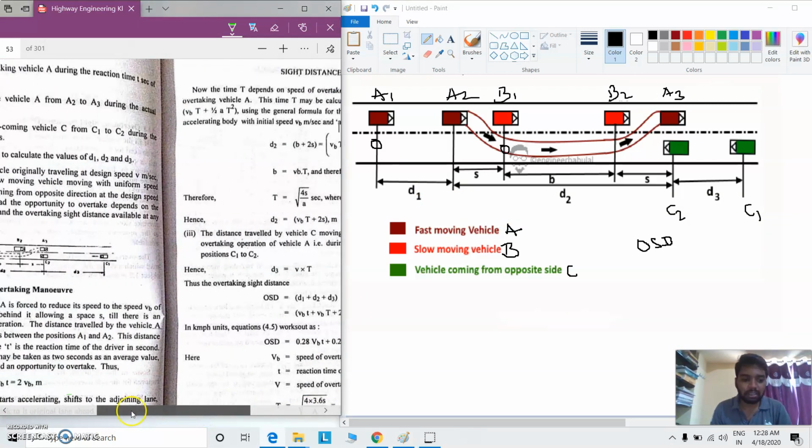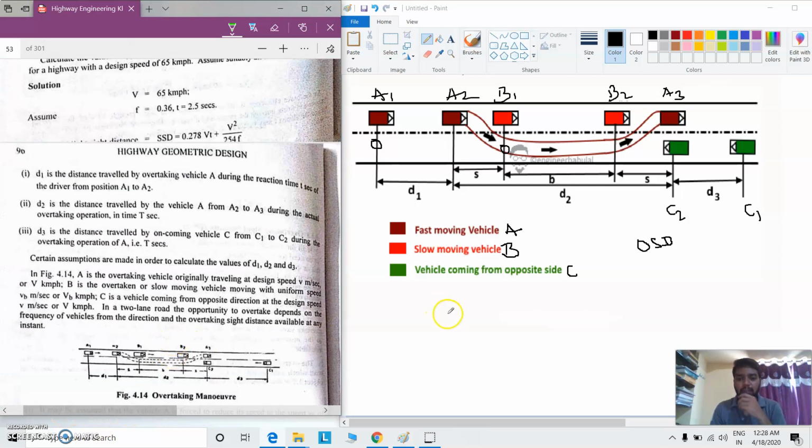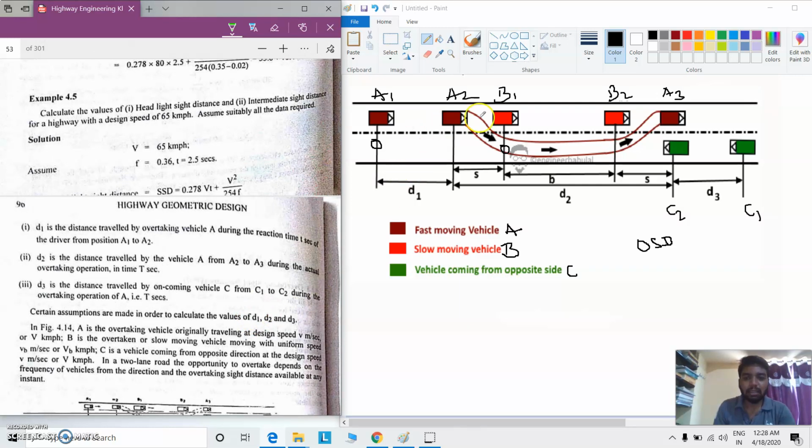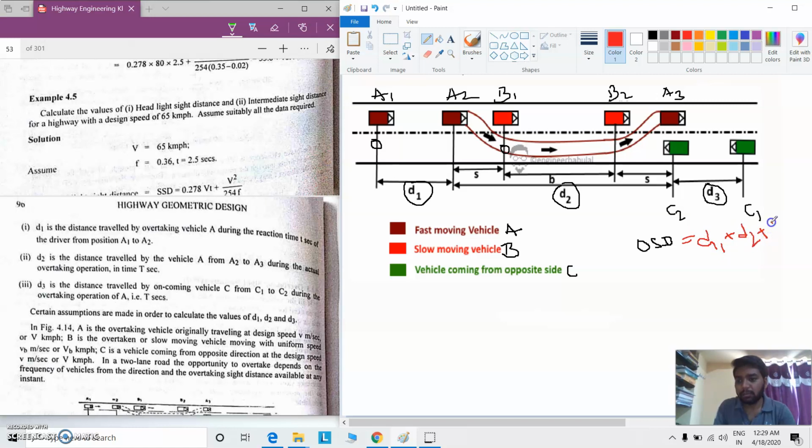After this discussion, we can move to the analysis of overtaking sight distance. In the analysis, we can analyze the situation of this particular picture. I will talk about the distances d1, d2 and d3, which are considered to calculate OSD. OSD is d1 plus d2 plus d3. So the sum of d1, d2 and d3 will give the overtaking sight distance.